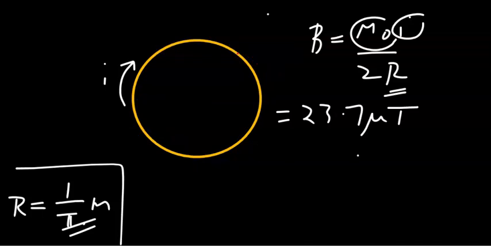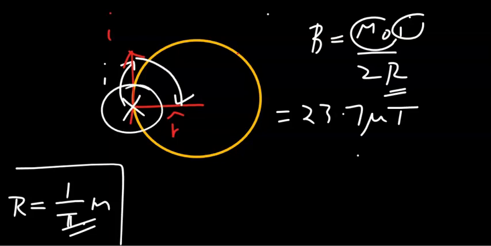You can convince yourself for the current going in that direction, and say for a radial direction for the r hat, you curl your fingers from here to there, your thumb will be pointing into the board. So the direction of the magnetic field for this case is also into the board with a slightly smaller magnitude than the first.